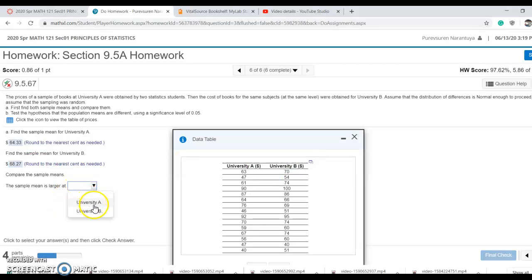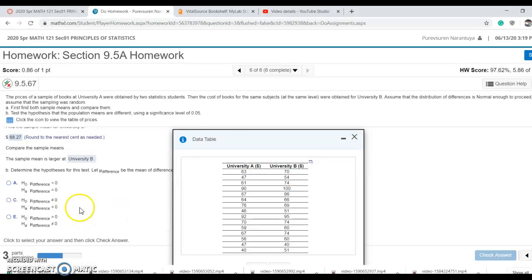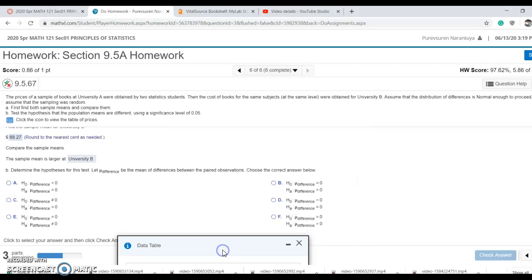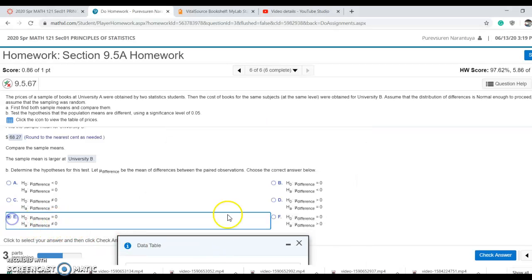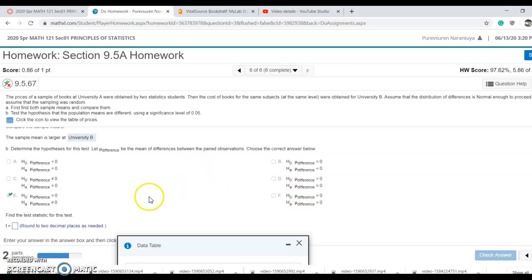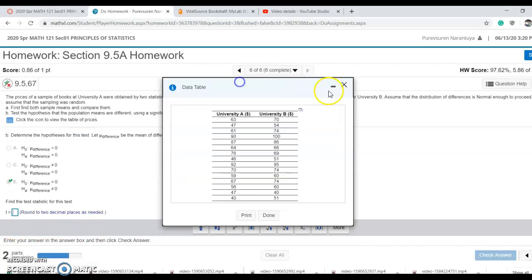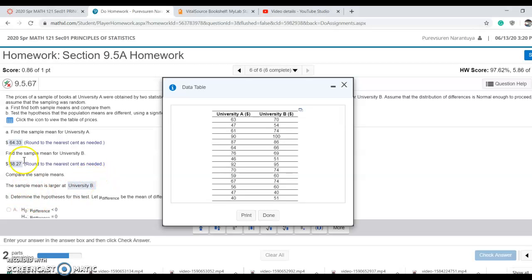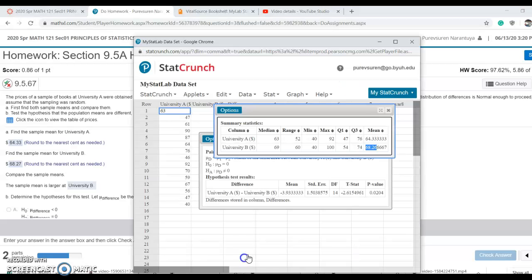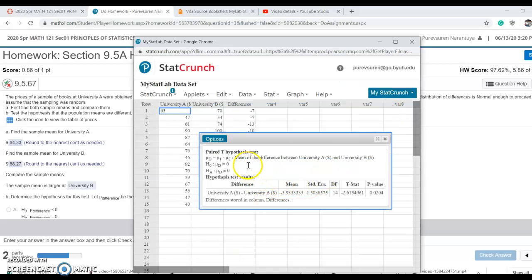Okay, so of course, university B is larger, and so we are looking for the difference. So this one, and then we're looking for the T, yeah. So B's, the difference is, so this one we have to use paired T hypothesis test.